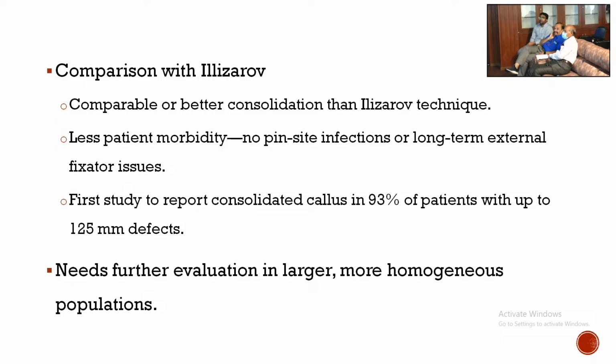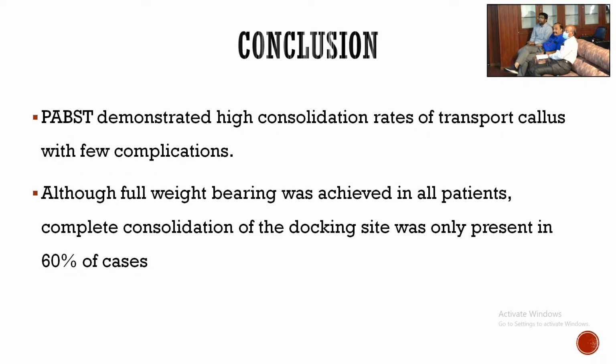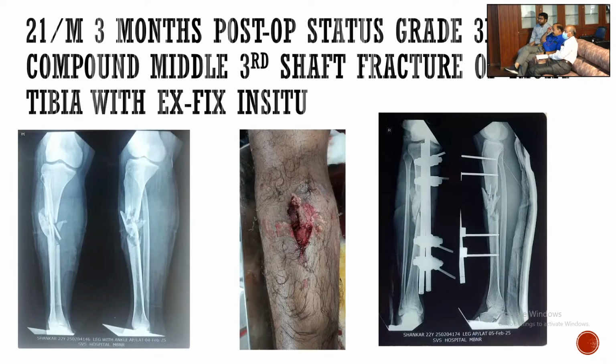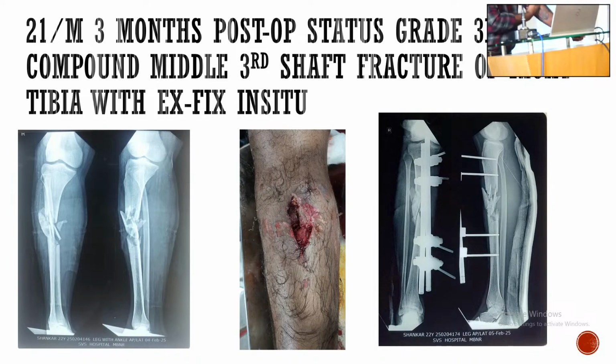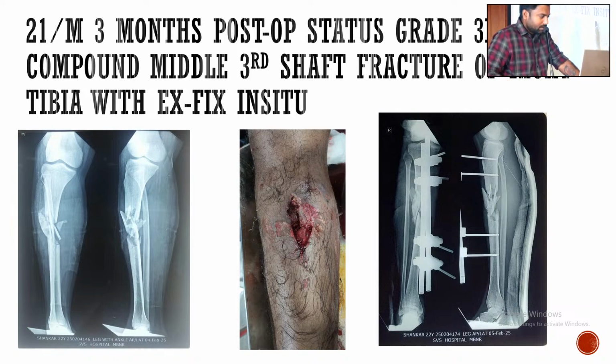Similar to that of LRS, I guess. Limb reconstruction. So I got a similar case 1 week back. 21-year male, 3 months old post-operative status of grade 3B compound middle third shaft fracture of the right tibia with external fixator.